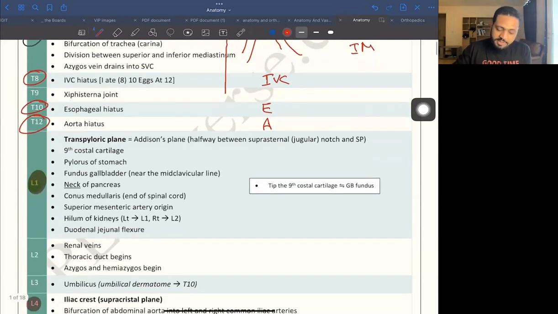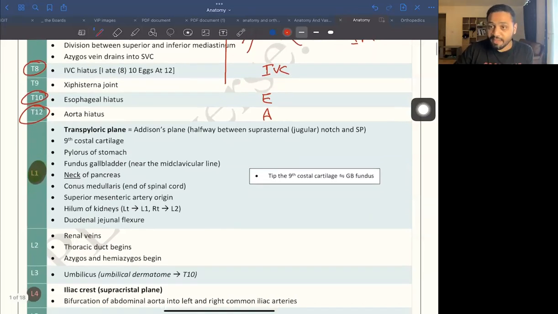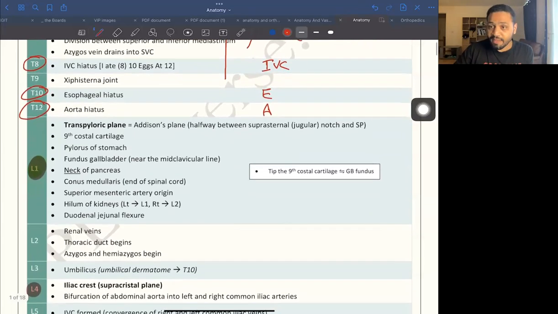Your transpyloric plane: think about everything in the abdomen, literally everything, and it does have a structure passing at the level of L1. So basically, it is called the Addison's plane or the transpyloric plane. Let's start with the bone. This is the 9th costal cartilage. From the stomach, you have the pylorus. From the gallbladder, you have the fundus. From the pancreas, you have the neck. From the spinal cord, you have the conus medullaris.